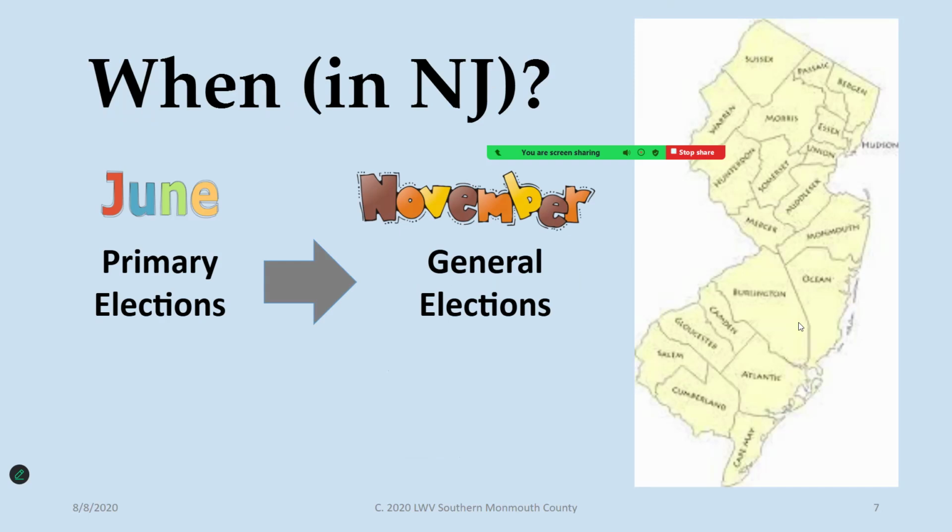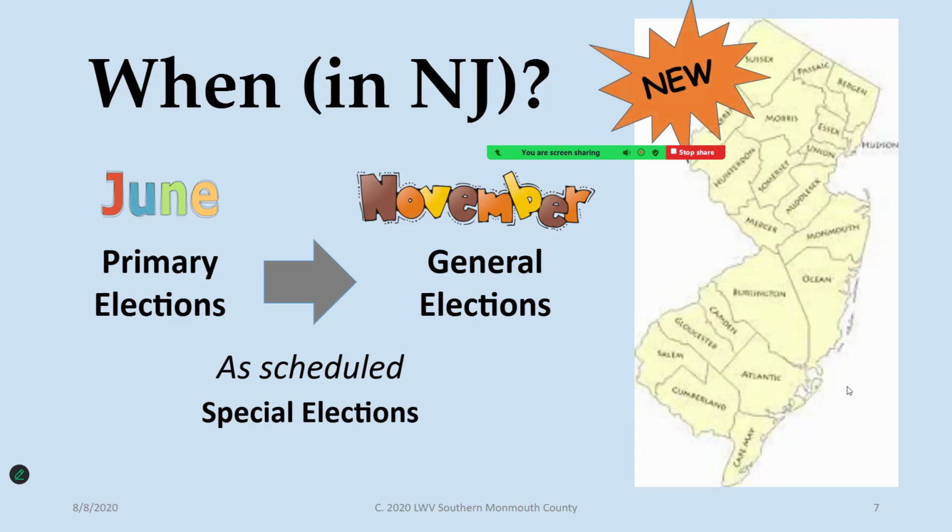The November elections are when we actually select the people who are going to be our representatives. We also have some special elections. In some towns, we elect fire commissioners who lead the fire department. We elect Board of Education members at a different time than we do the general election. And there are other types of elections too in some towns.